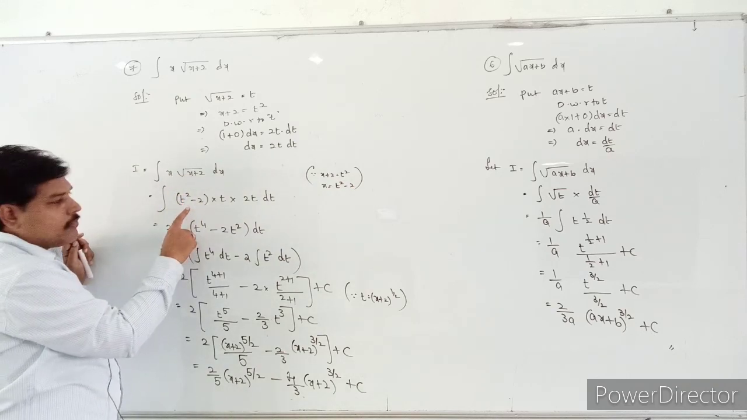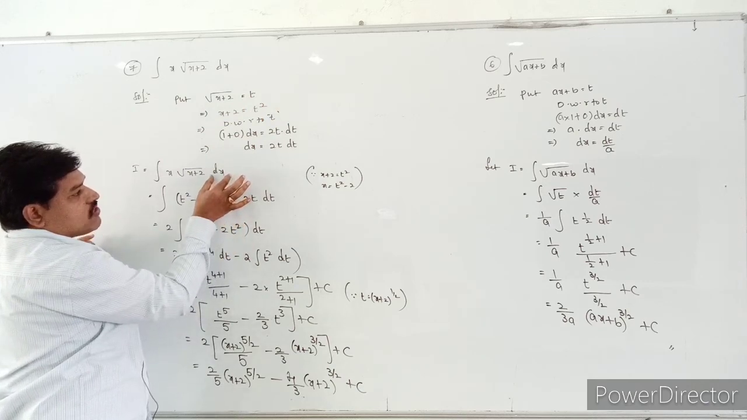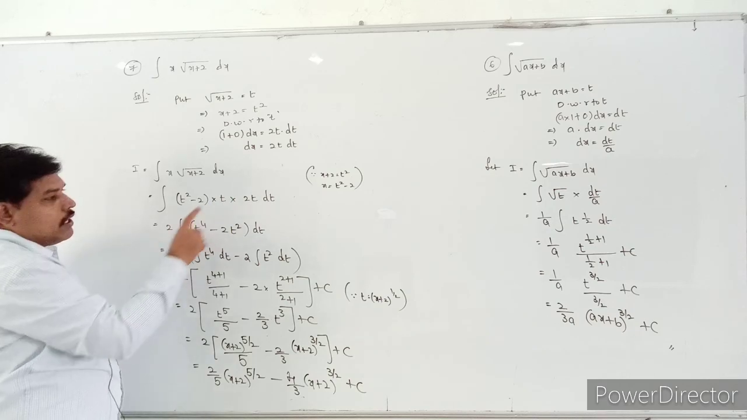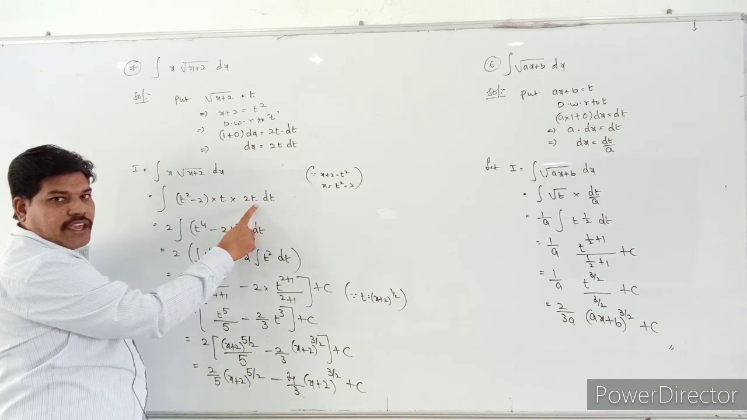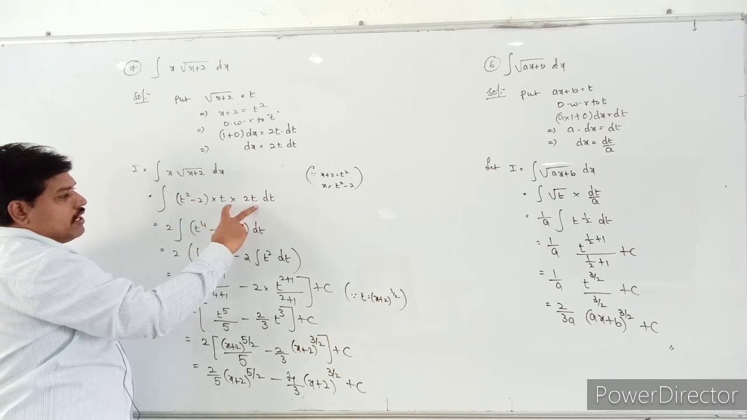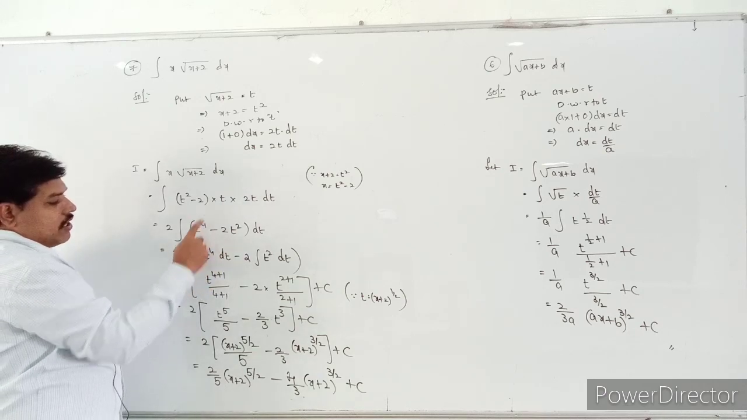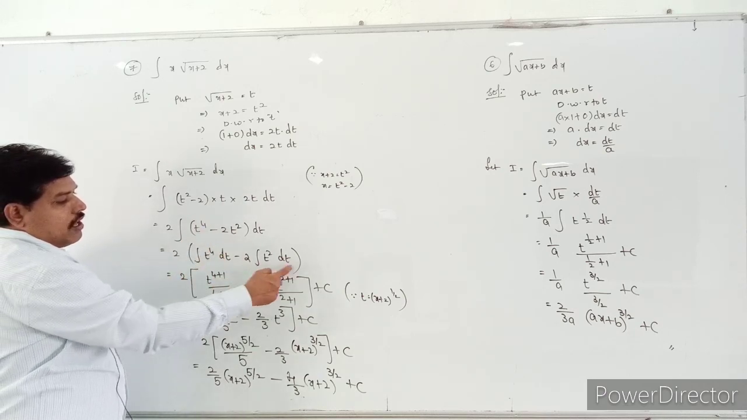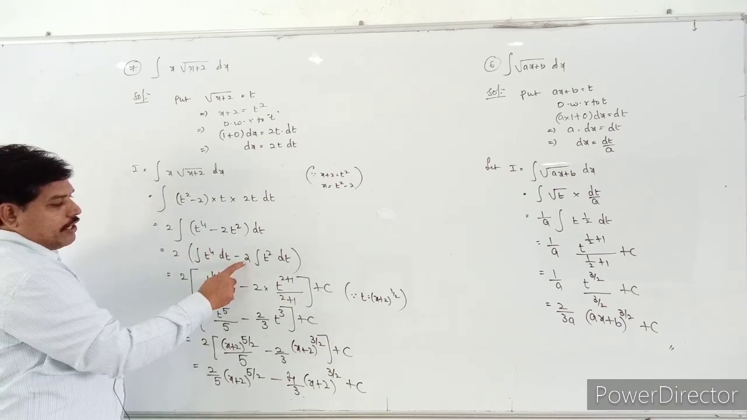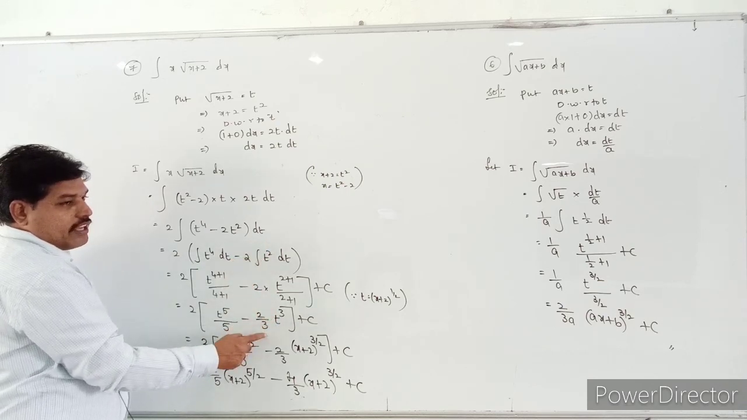I will replace that value here: t square minus 2. Root of x plus 2 is t, and dx is 2t into dt. Take this 2 out. t into t is t square. t square into t square is t power 4, minus 2 into t square into 2, that is minus 2t square. So apply the integration. Integral of t power 4 minus 2 into integral of t square. t power 4 integration is t power 5 by 5, minus 2 into t square integration is t cube by 3.